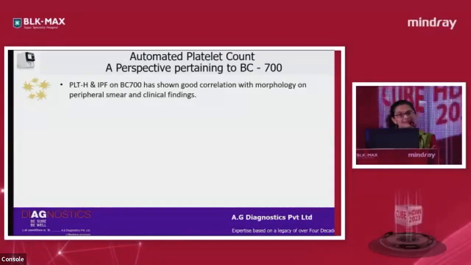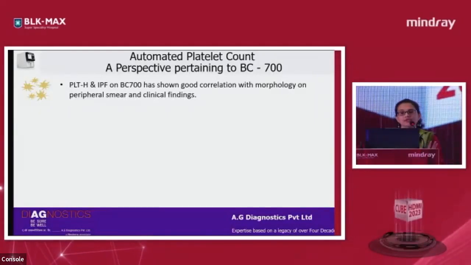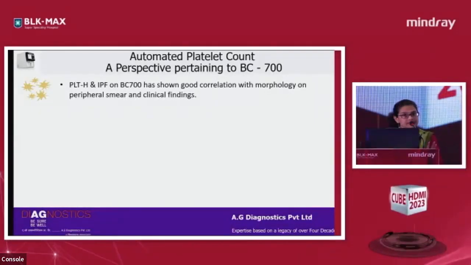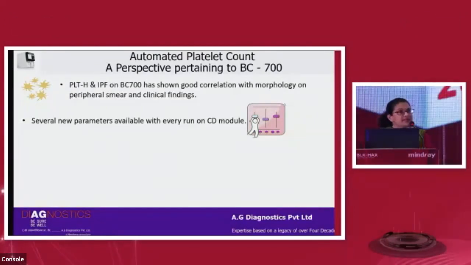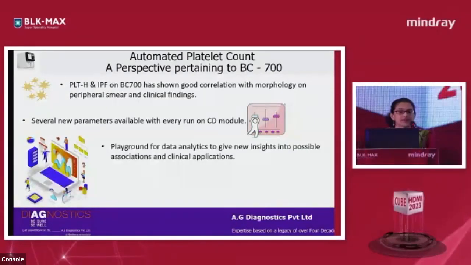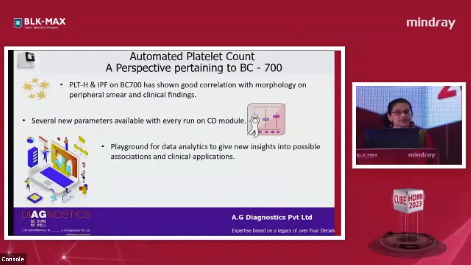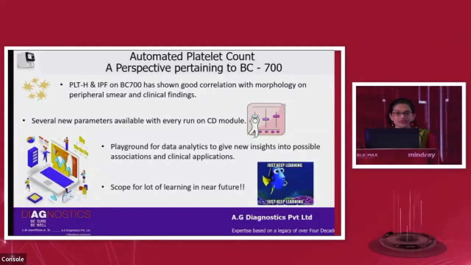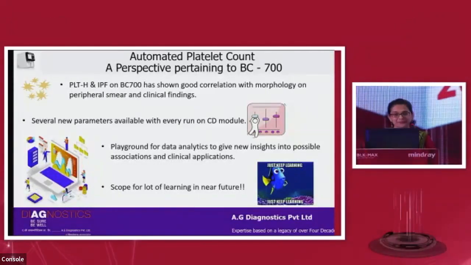To summarize, platelet H and IPF on BC 700 have shown good correlation with morphology on peripheral smear and clinical findings. Several new parameters are available with every run on the CD module. So it's like a playground for data analytics to give new insights into possible associations and clinical applications. And still there is a lot of scope for learning in the near future.